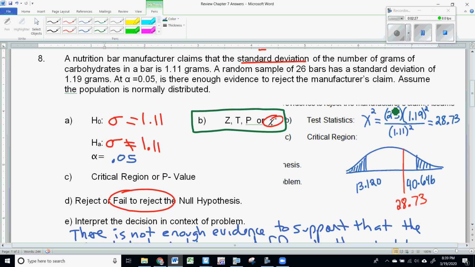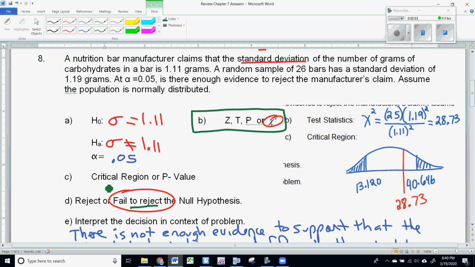We calculate our test statistic for chi-squared over here. Remember, this is S, this is sigma. We have to square it because it's the standard deviation, not variance. And then we find our critical values in our region. We find our 28.73, which is not in our critical regions, so we fail to reject.